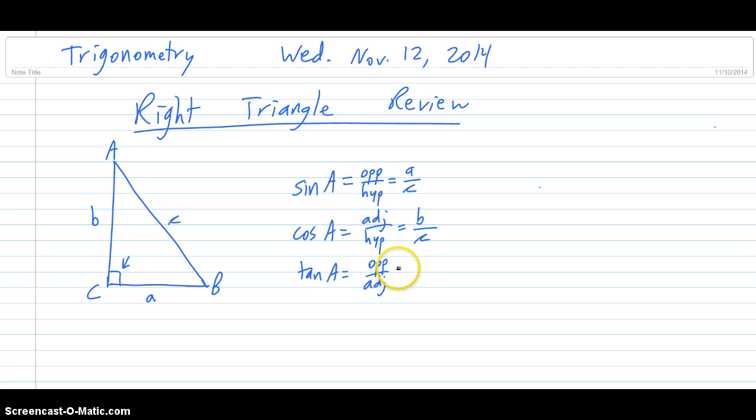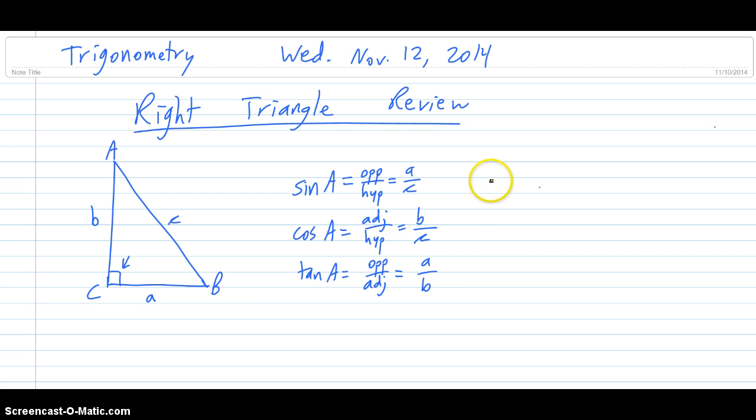This should all be a review for you. In this case, it'd be A over B. Okay. And again, we could do all these from the other angle as well, B, right? Sine and cosine would switch places, and tangent would just flip, all right? But we also have new ones that you might not have dealt with all that much in geometry, right?